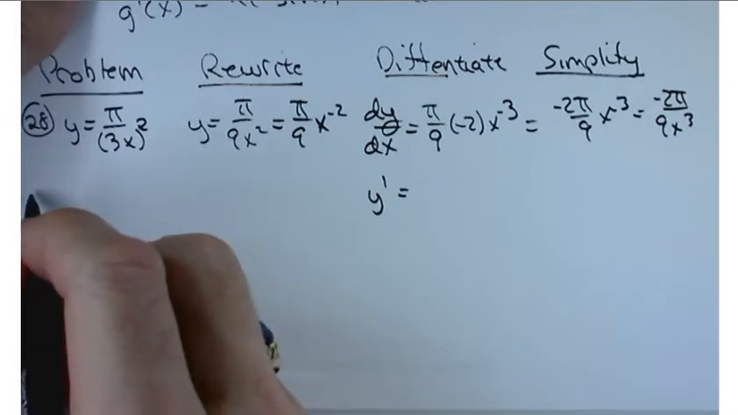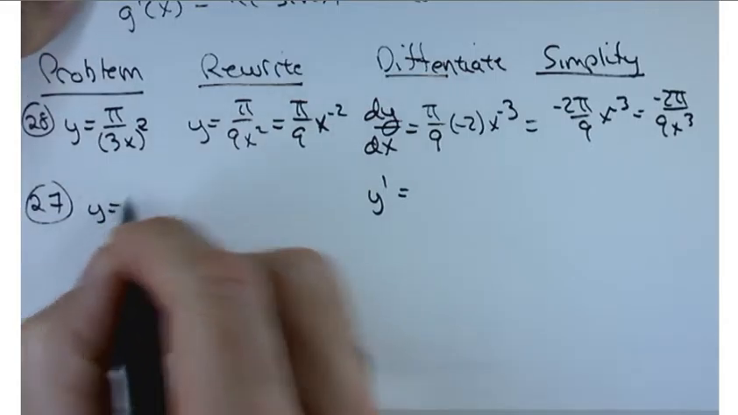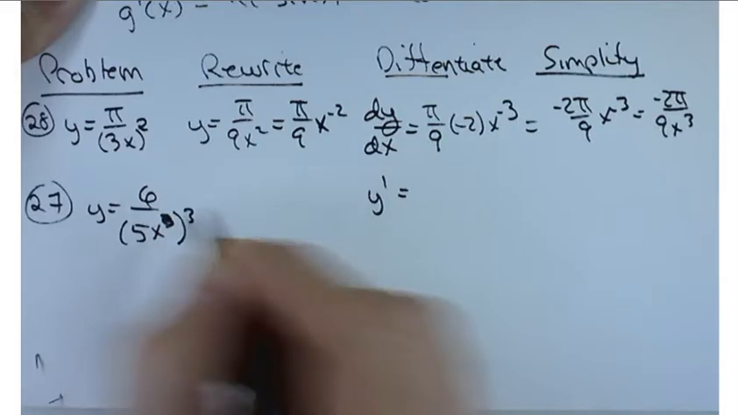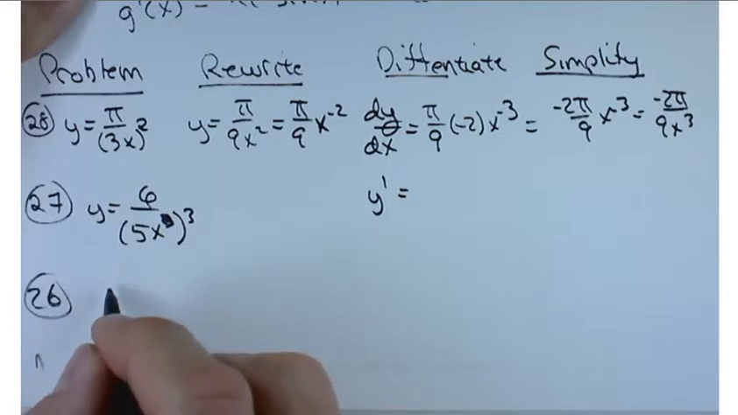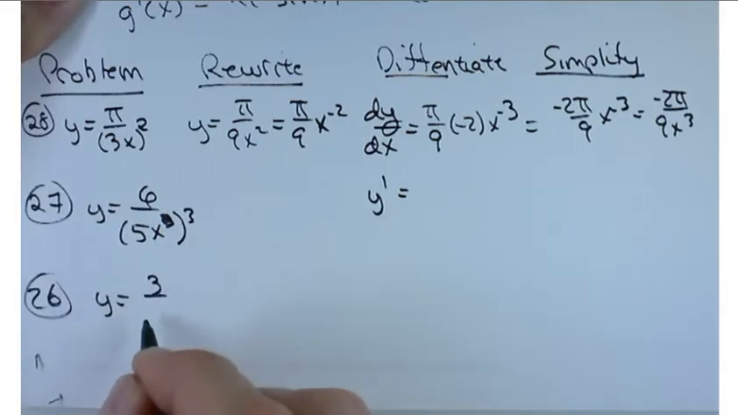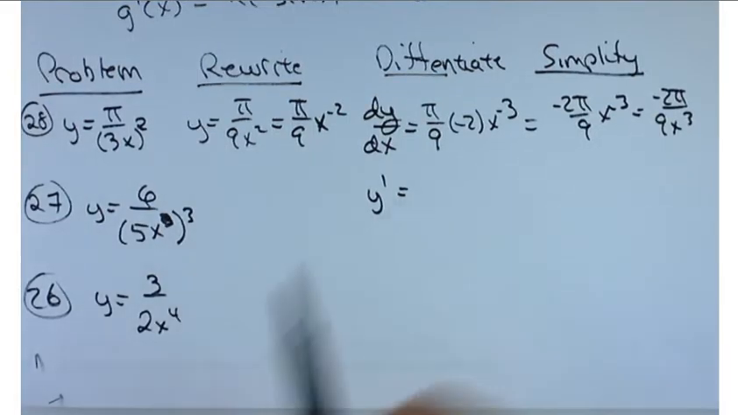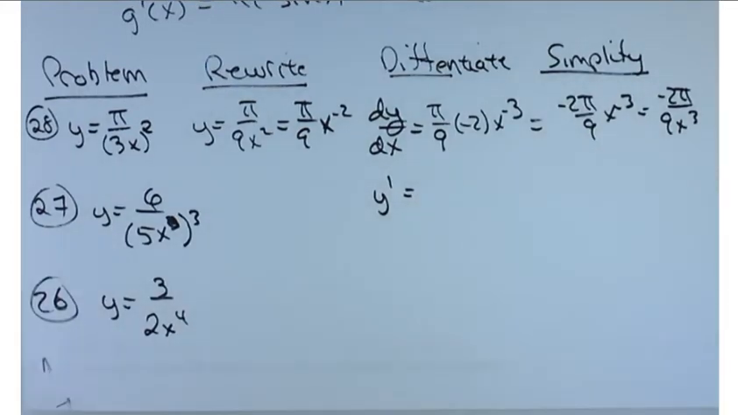Let me write down 2 more problems here. Problem 27: y equals 6 over 5x cubed. Oops, 5x cubed would be on the outside. And 26: y equals 3 over 2x to the fourth. So what I want you to do is work both of these, rewrite them, differentiate them, and then simplify them. The simplifying is something you want to work on because later on we're going to start using these derivatives as a small part of a bigger problem. So you want to get comfortable working with them and simplifying them.